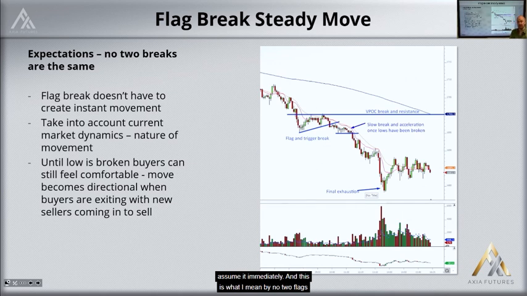Instead, they just assume immediacy. And this is what I mean by no two flags are going to be the same, no two breaks are going to be the same. You've got to consider whether the break of the flag actually leads you to a wider movement. And this is where comparing time frames helps.